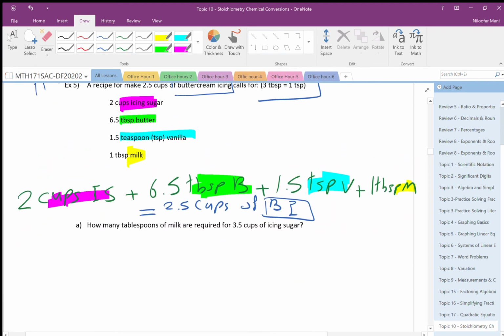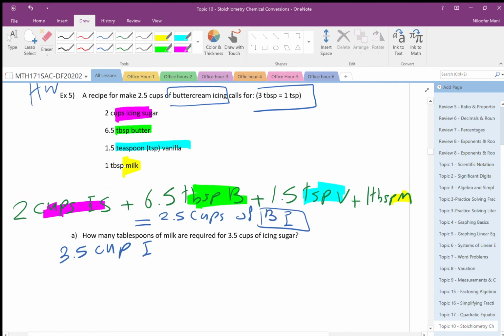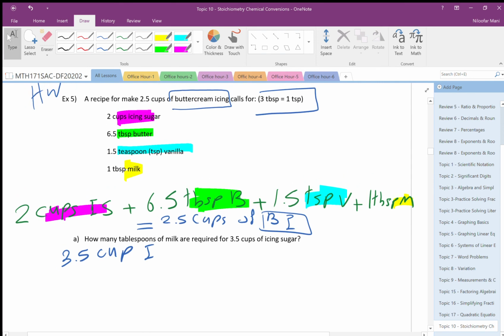So how many tablespoons are required for 3.5 cups? So you have to go from 3.5 cups of icing sugar, so icing sugar, yes, which is the pink one, to how many tablespoon of milk? It's very easy because you have it. You have 2 and 1 between them, so you can do it.